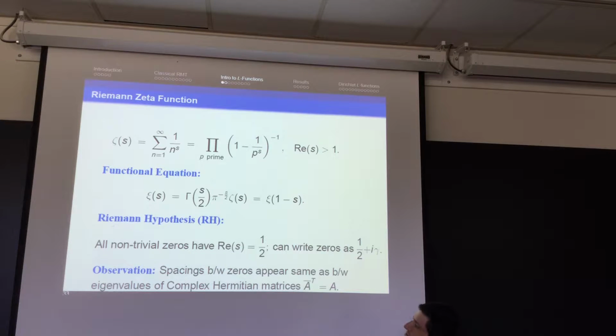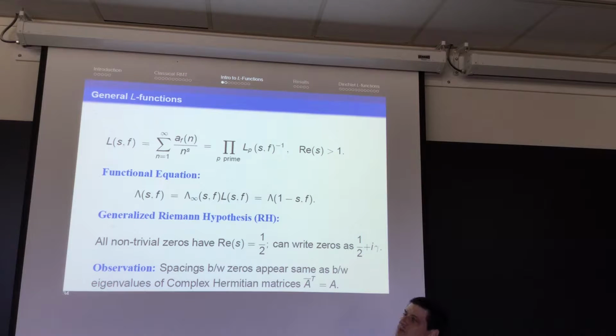And then the observation is that the spacings between zeros appear to behave the same way as various families of matrices. And the question is, why is this true? For the Riemann zeta function, it's a bit mysterious. For other families of L-functions, you can relate things to monodromy groups and have some understanding of why this is happening. Well, instead of studying the Riemann zeta function, you can study more general L-functions.